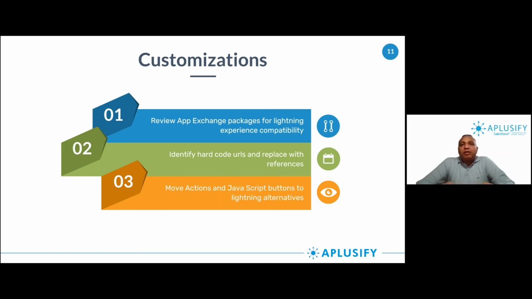And all this you have to do in the rollout plan or the rollout phase. You have to analyze and see what all third party integrations we are using, and make sure that all the third party AppExchange integrations that you're using are Lightning compatible. If they are not, maybe we need to look for other options.